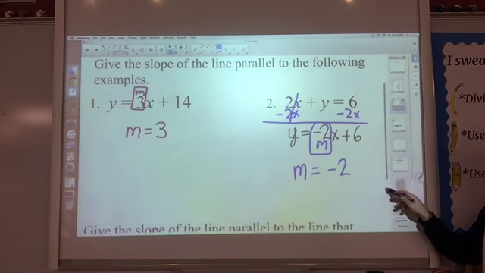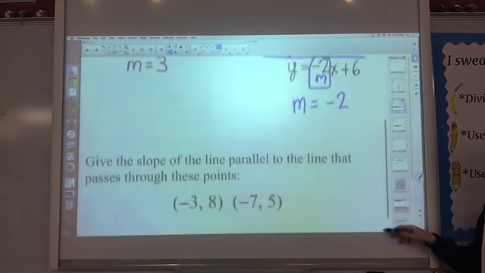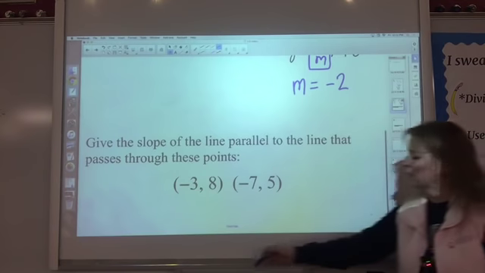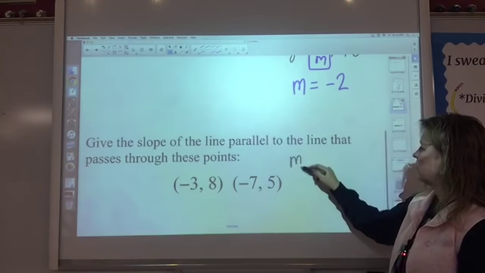This isn't all we're going to do. It's going to get a step more complicated. For example, take the time to write this down. Okay, if you have that written down, give the slope of the line parallel.